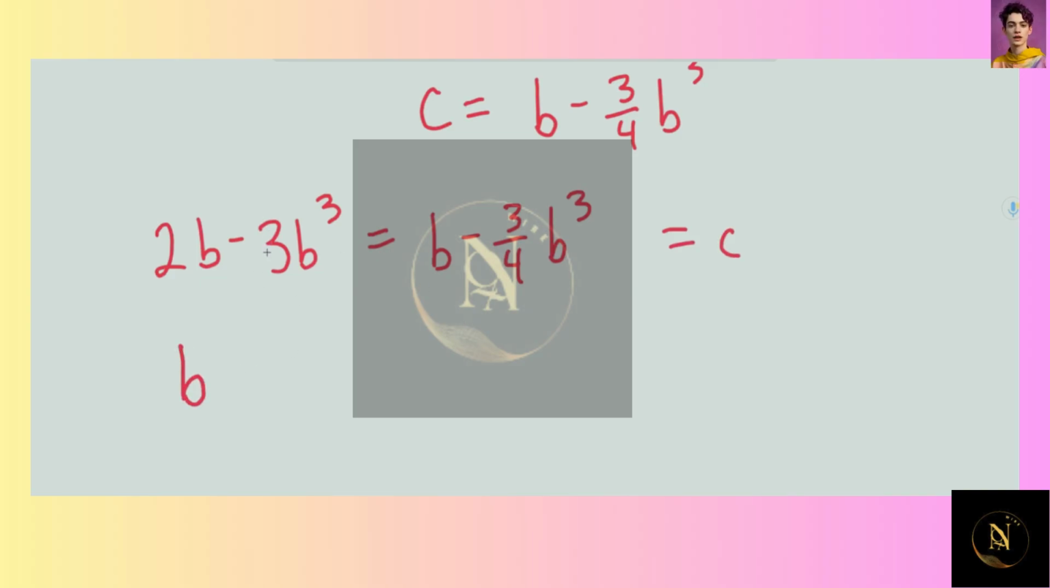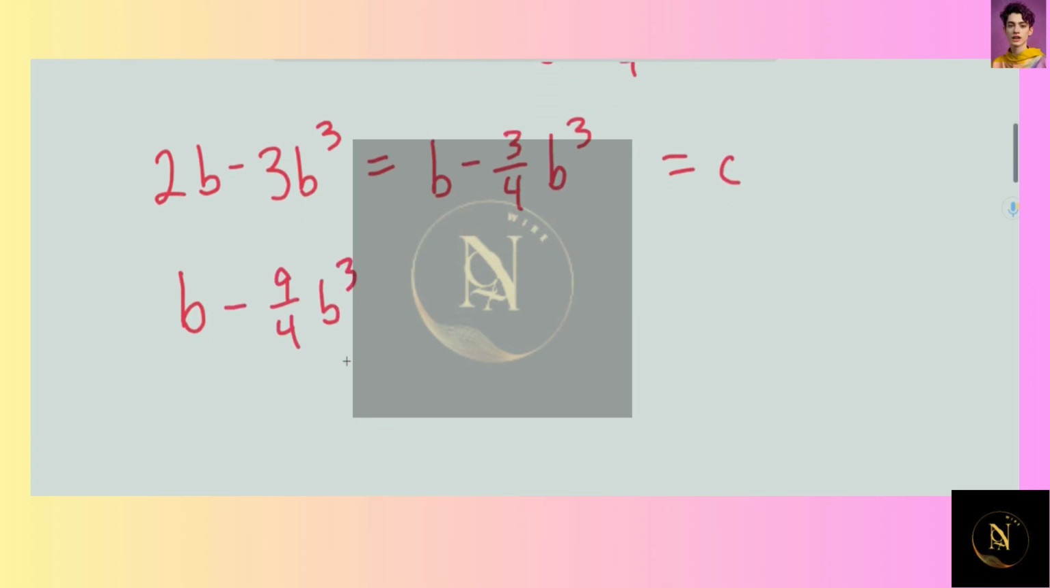So make this, let's see, 12/4 plus 3/4. No, that's a negative, isn't it? So it's negative 12/4 plus 3/4 would be negative 9/4 b cubed. You could factor out a b there. Man, I'm almost there. b times 1 minus 9/4 b squared.